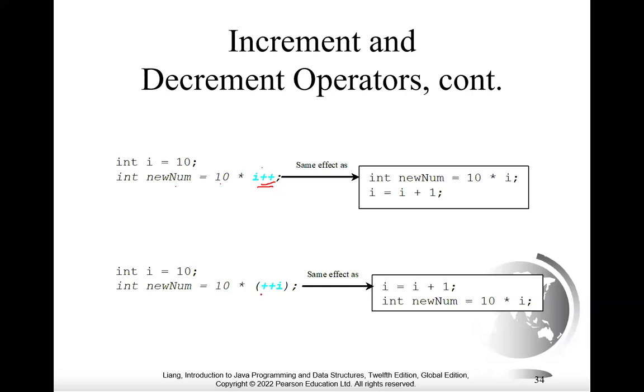But here, what we have is pre-increment. So what happens is that before it even tries to evaluate 10 times anything, it first solves the pre-increment. So this changes from 10 to 11. And so we multiply 10 by 11.